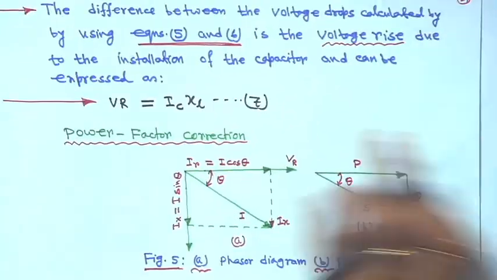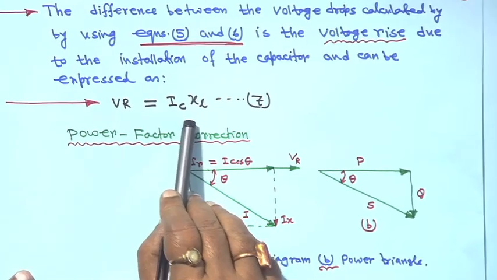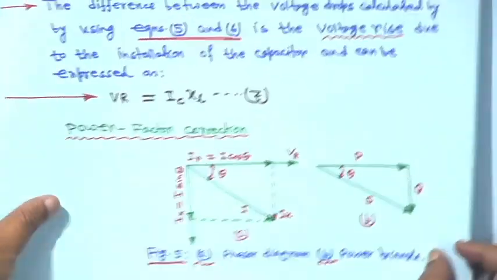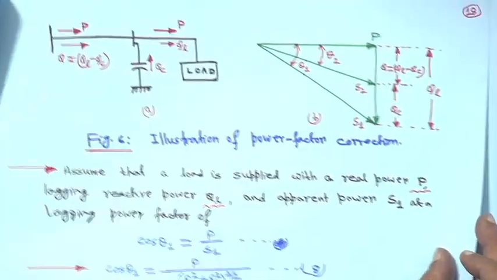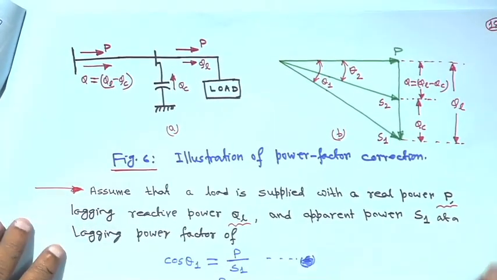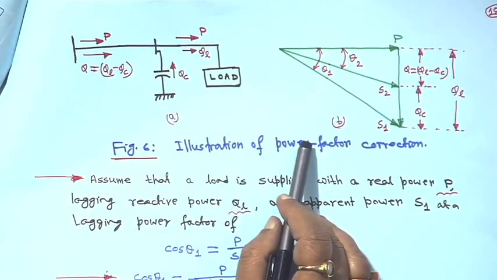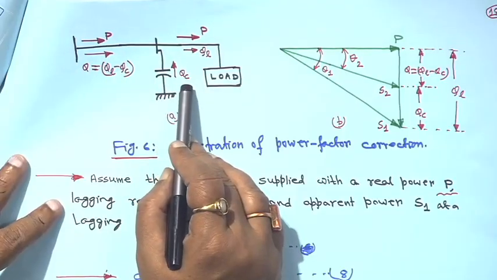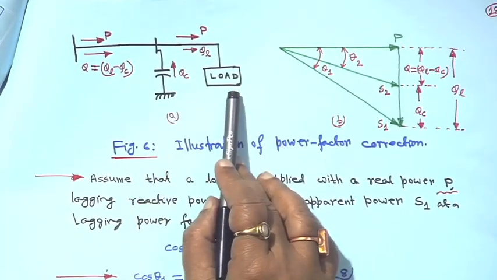So this is about voltage drop reduction. This much is actually the voltage rise, and this is your power triangle, and the angle of course is theta. Now suppose this is your sending end and this is your receiving end, and this is where the shunt capacitor QC is connected, which I have not shown every time, but it is understandable, and this is the load Q.